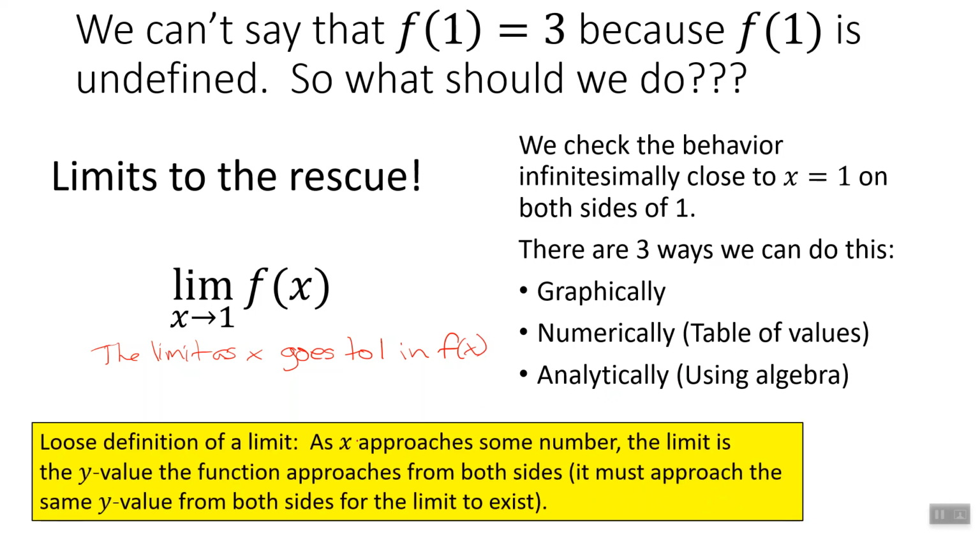All right, so our loose definition of a limit at this point, we haven't actually defined it yet, but as x approaches some number, so some x value, in this case 1 is that number, the limit is the y value the function approaches from both sides. So it has to approach the same value from both sides, otherwise it will not exist.